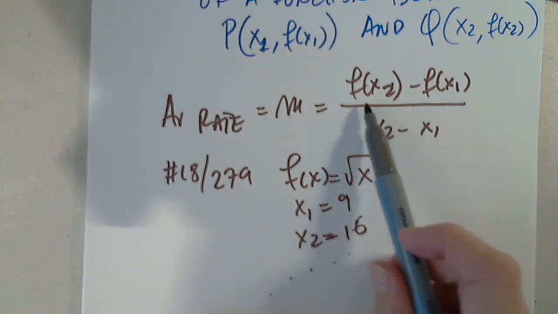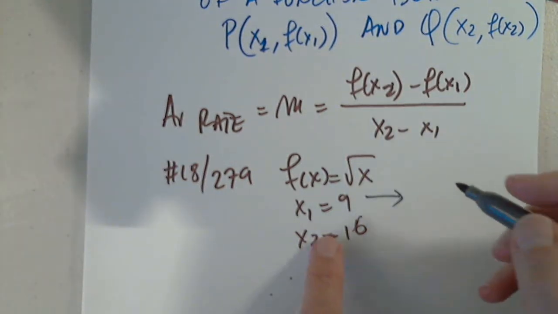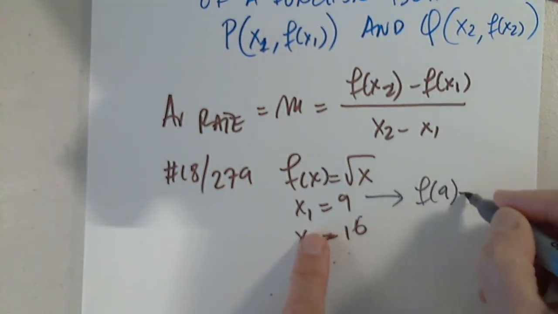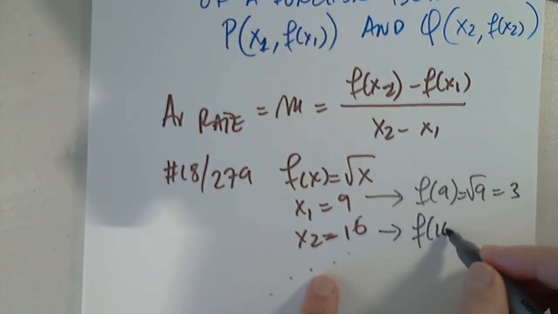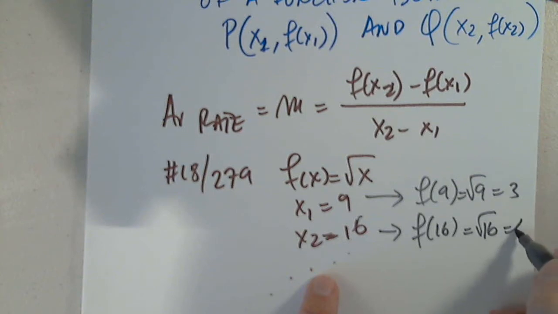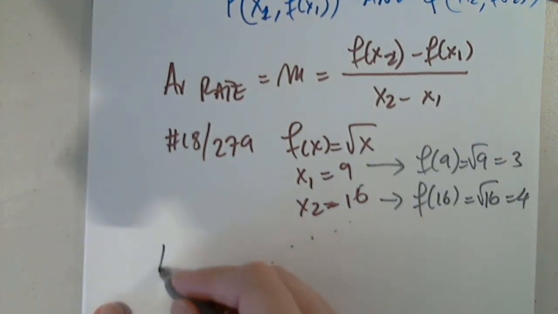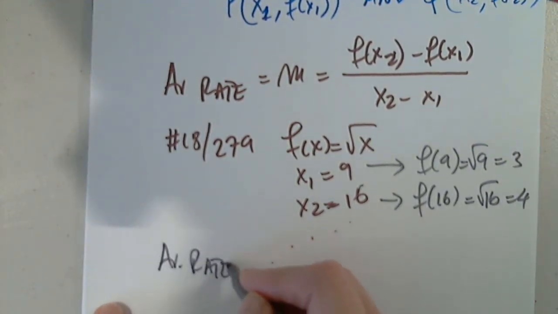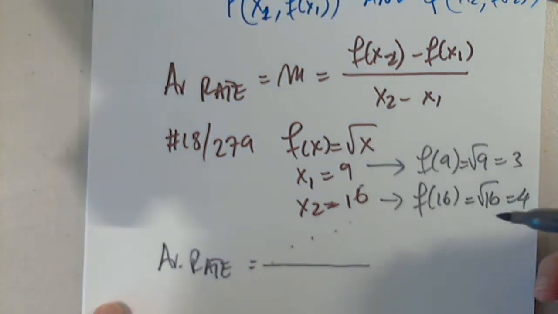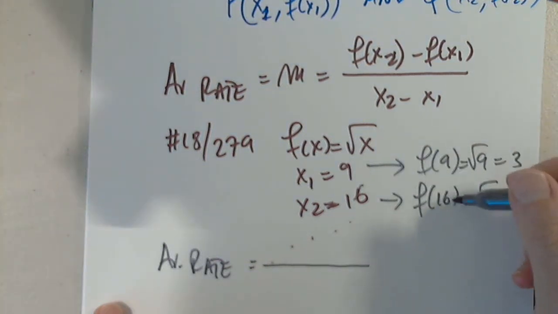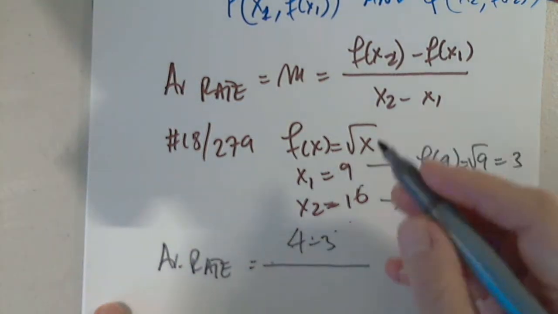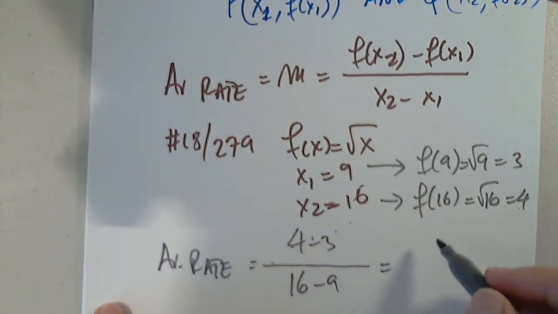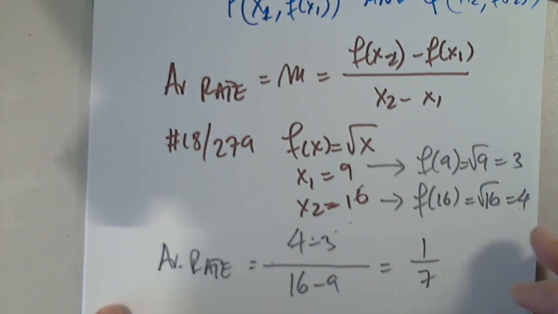First of all, I have to find f of x1 and f of x2, no problem. So f of 9 is the square root of 9, which is 3. And f of 16 is the square root of 16, which is 4. And I'm done. The average rate of change will be f of x2 minus f of x1, 4 minus 3, over 16 minus 9. The top is 1, the denominator is 7.